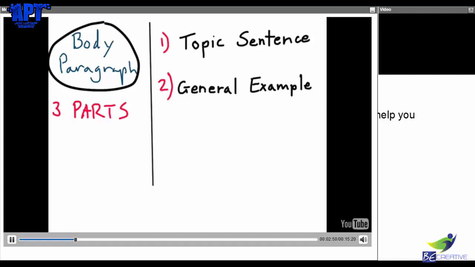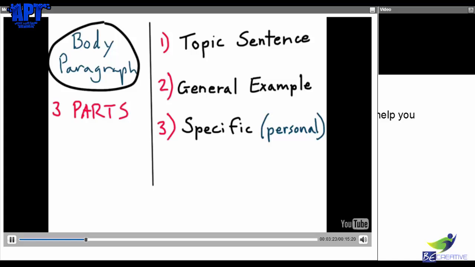Now, this is not going to be specific, this is general, but it is more specific than a topic sentence. So if we say, pizza is the most delicious food in the world, the general example is going to be something like, most Americans agree that pizza is incredibly delicious and it's their favorite food. It's still general. We're not talking about anybody we know specifically, but it is more specific than the topic sentence. Now, finally, we have a third supporting detail.